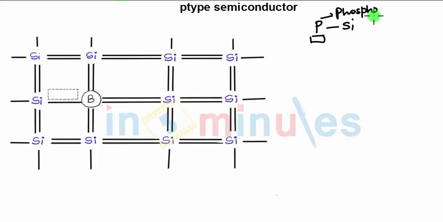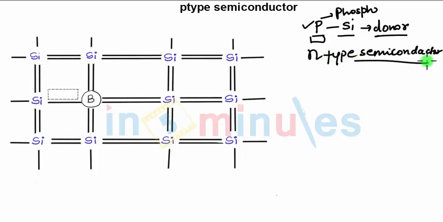In the previous case, we had added phosphorus to the silicon atom. It was giving out one electron, so it was called a donor impurity, and the semiconductor generated because of the donor impurity is nothing but an N-type semiconductor. Now this concept is very important for the diode as well as the BJT.